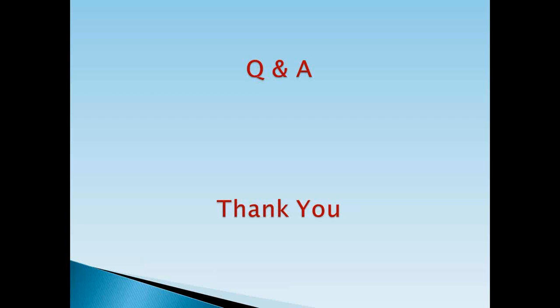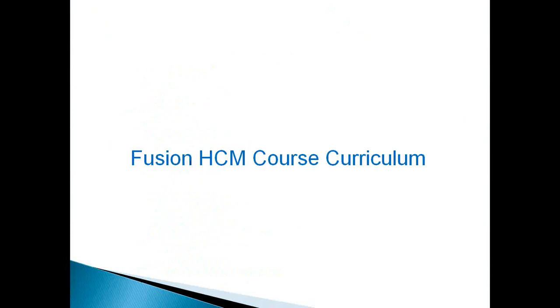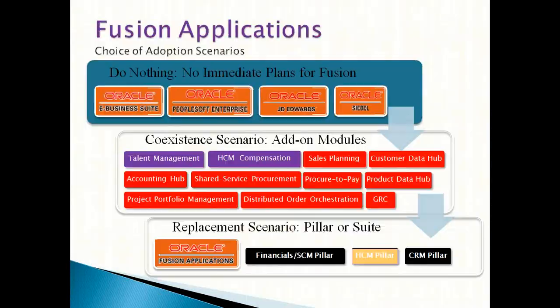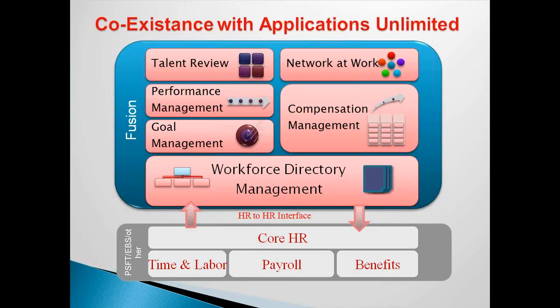In a coexistence scenario, there will be HR to HR integration. Probably I will show you that slide once again. So your core applications may be like R12 or PeopleSoft 9.1 or 9.2, whatever the case may be. Your employees will exist in your core HR application, whereas you are integrating the Fusion Performance Management. So there will be an HR to HR interface, through some data warehouse, something they call it.